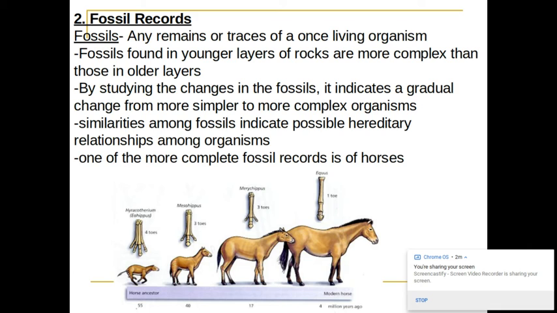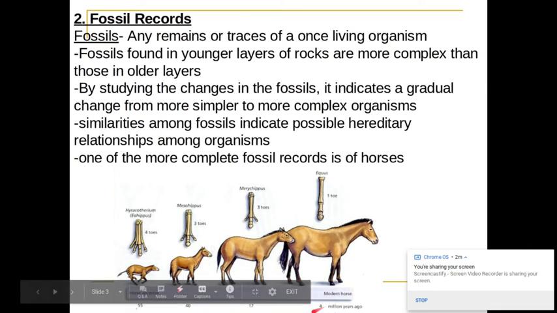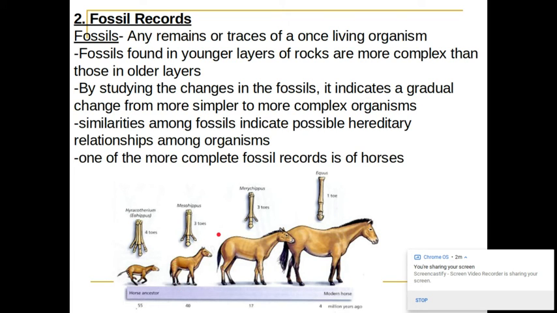This is one of the more complete fossil records, and it shows the horse. You can see how things have evolved over time with the toes, the 4 toes, 3 toes, a little bit. They get bigger, taller. You can see kind of how they've evolved.